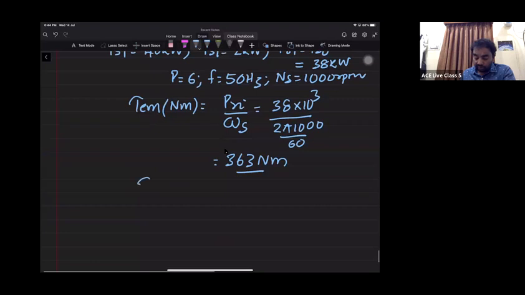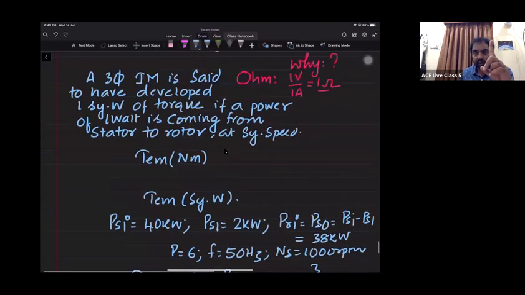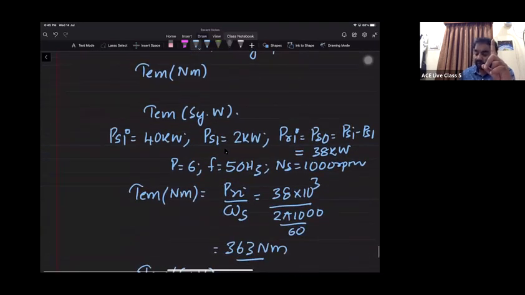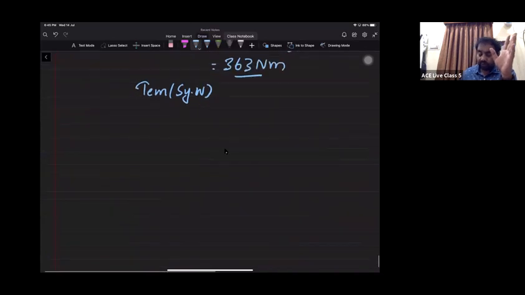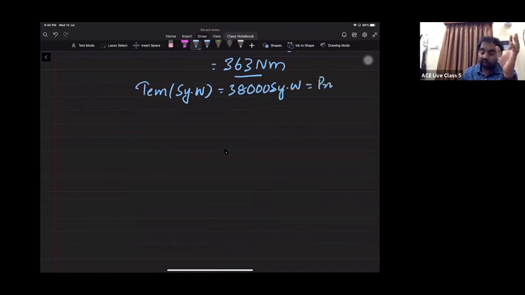I want to represent the torque in synchronous watts. If 1 watt is coming to the rotor, how much torque is developing? 1 synchronous watt. But how much power is coming to the rotor in this case? 38,000 watts of power is coming to the rotor. So it will develop 38,000 synchronous watts of torque. This is nothing but your rotor input power.